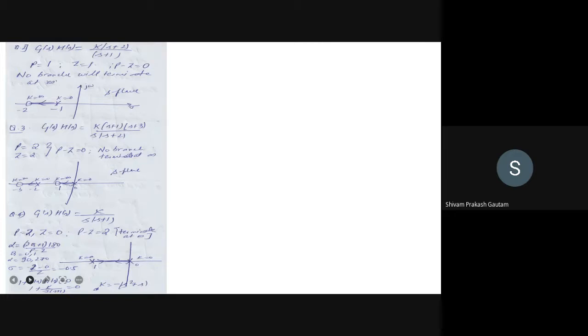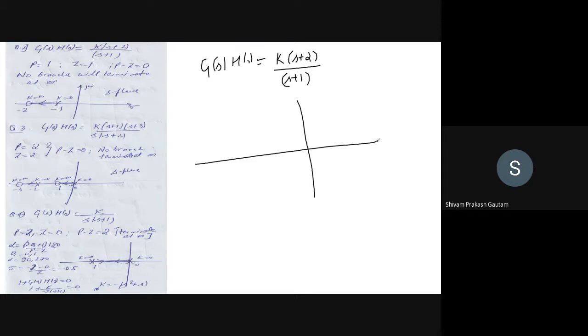You can see G(s)H(s) is given as k times (s plus 2) upon (s plus 1), right? So that means you can calculate poles: the pole is at minus 1, and for zeros, s plus 2 is equal to 0, so the zero is at minus 2. So one pole is there at minus 1, one zero is there at minus 2. You can apply this rule number 1, and this will be part of our root locus branch, right?